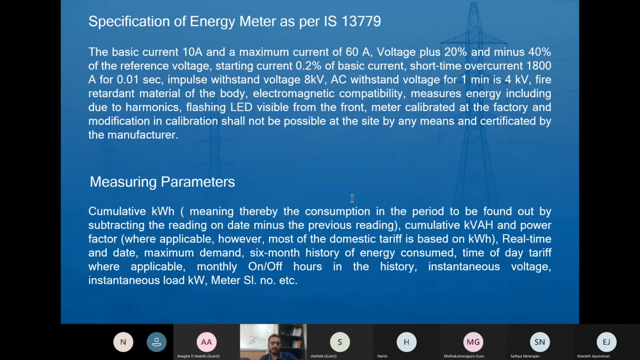The meter shall store maximum demand in every 30 minute period along with date and time. At the end of every 30 minutes, the new maximum demand shall be compared with the previous maximum demand and whichever is higher shall be stored, and the same shall be displayed. The maximum demand resetting shall be automatic on the first of the month. Manual reset shall not be available.